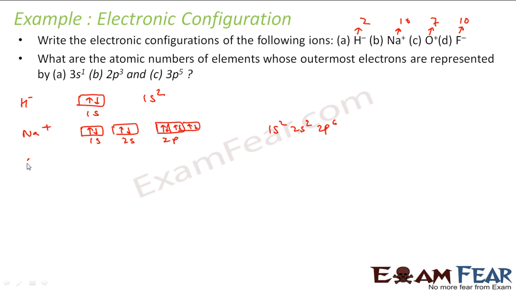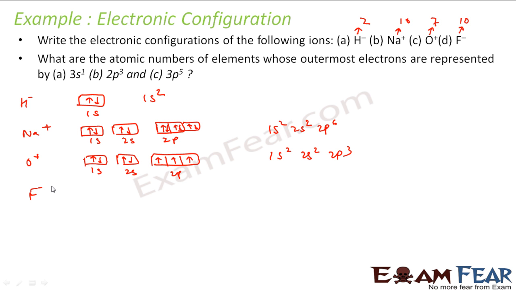Similarly, O plus has 7 electrons. So 1s, 2s, 2p. 1s will have 1, 2, then third, fourth, fifth, sixth, seventh. This is how the electronic configuration of O plus will look. It will be 1s2, 2s2, 2p3. And you see O plus is stable because it is half filled.